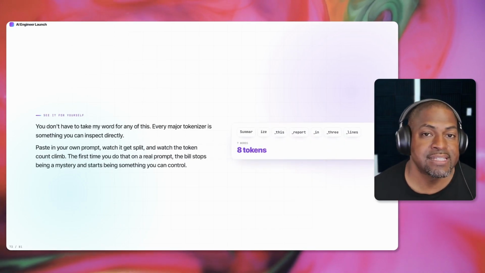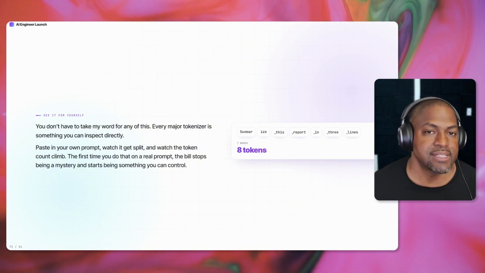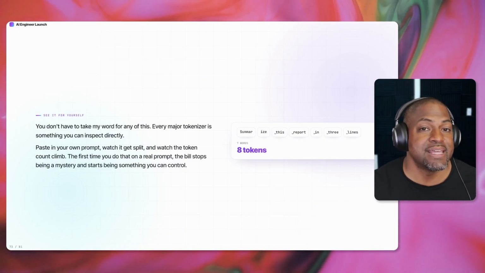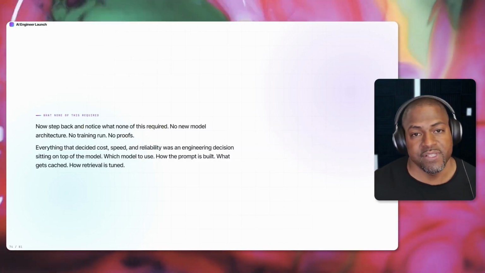Every major tokenizer is something you can inspect directly. Paste in a prompt and watch it split. Summarize the report in 3 lines, 7 words, 8 tokens. The first time you do that on a real prompt, the bill stops being a mystery and starts being something you can control. None of this requires a new model architecture, a training run, or any proofs.